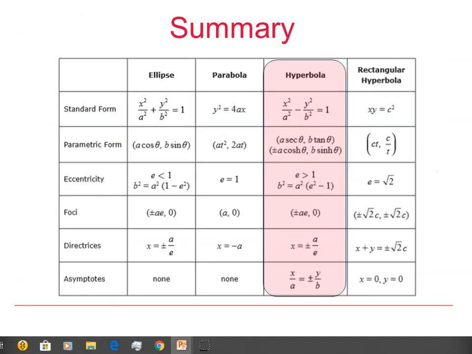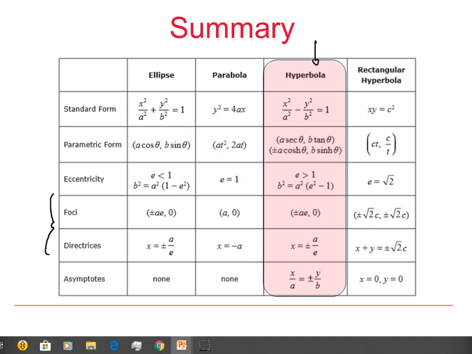Okay, that's the end of this particular video, other than to look at the summary of the results that we have. And here we have the hyperbola. But the thing that I've already pointed out to you is that the expressions for foci, directrices are exactly the same. And you'll see then that the only difference is that the value of e changes.